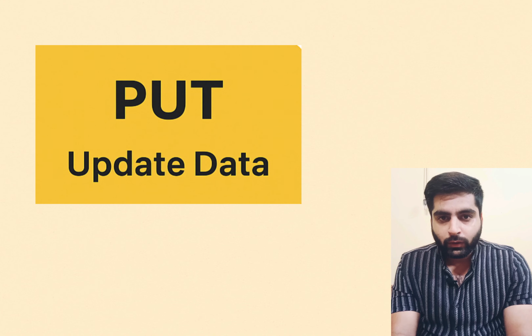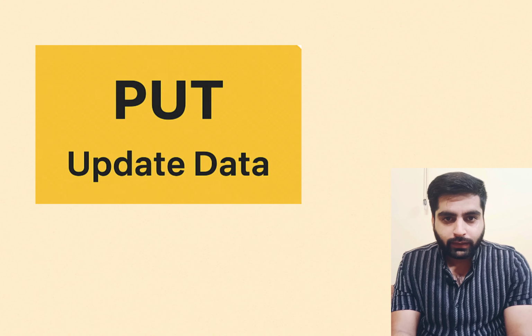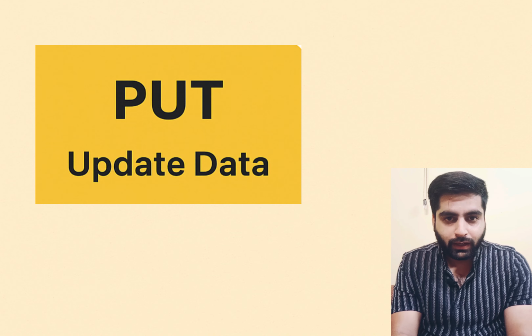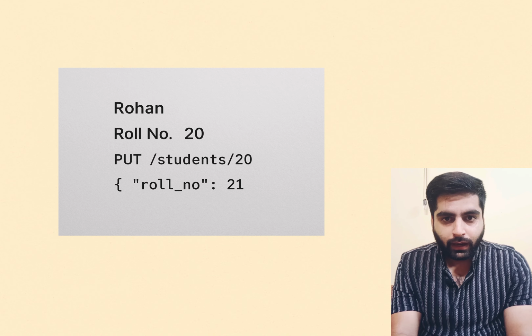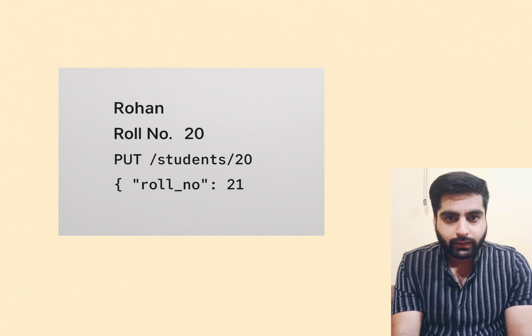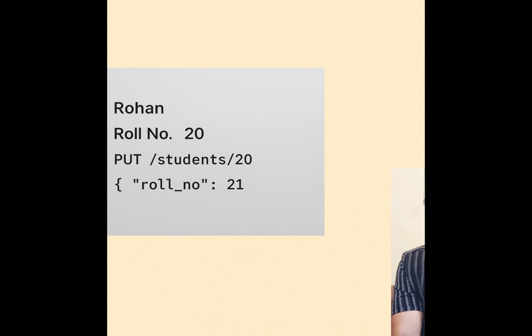So, firstly moving to the put statement, it is generally used to update the data in the server, or sometimes it creates the data in the server. Suppose in the server we have the information where a student named Rohan is there and his roll number is mentioned as 20. Now we want to update that to 21. In that case, we will be using the put statement.